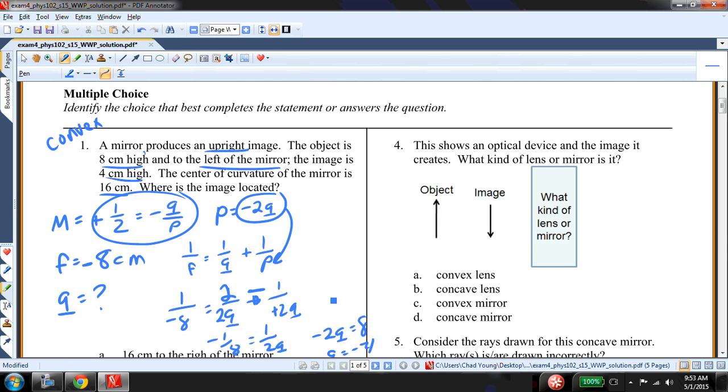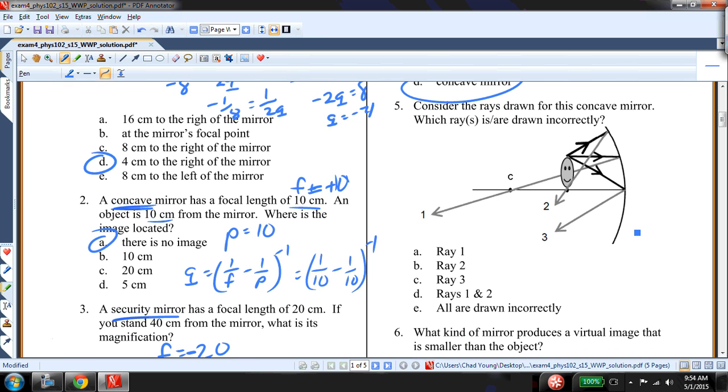What kind of lens or mirror is this? Okay, well, first of all, I know that this has to be a lens because I have an inverted image. That means it's going to be a real image because M is negative q over p. If q is positive, that means m is negative, as it is here. So it's a real image, and the only thing that produces a real image like this is a concave mirror. Did I say lens? No, it has to be a mirror. It's the concave mirror. When the object is outside the focal point, it produces an image that looks like this. So the right answer for number 4 is D.